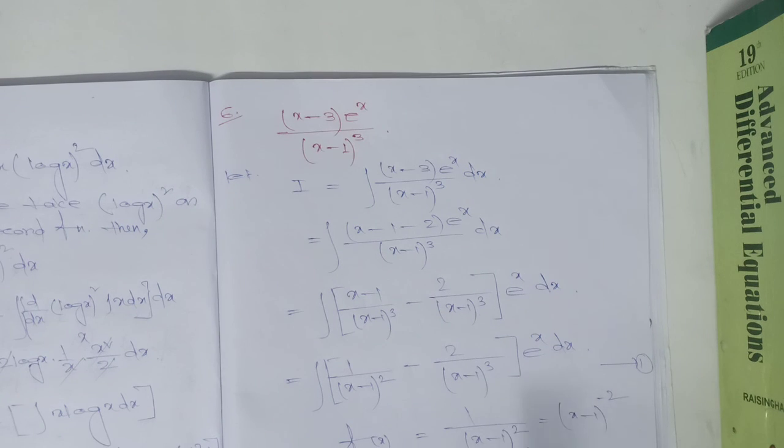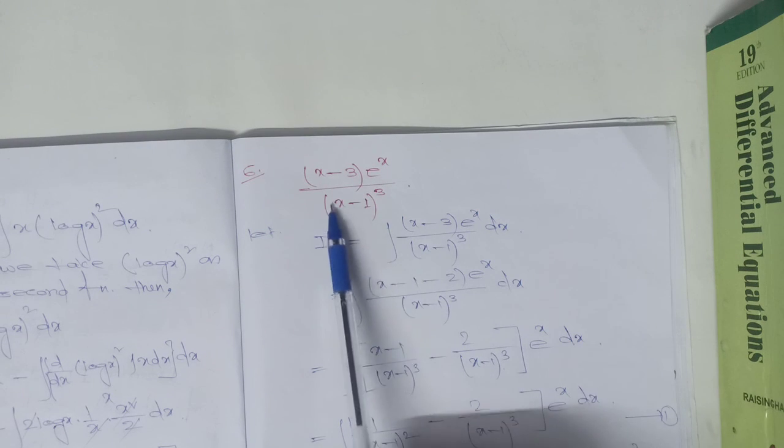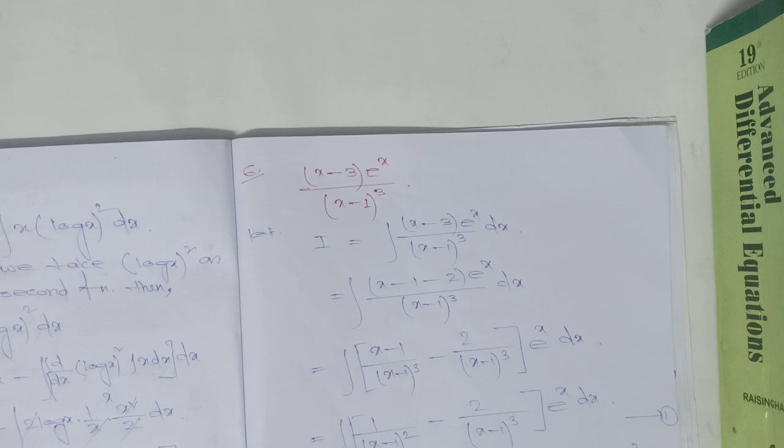So students, next another question we have. The question is integrate x minus 3 e to the power x by x minus 1 whole cube. So let's take I equal to the given function, integration of x minus 3 e to the power x by x minus 1 whole cube dx. Now x minus 3 you can break like this, x minus 1 minus 2, e to the power x by x minus 1 whole cube.